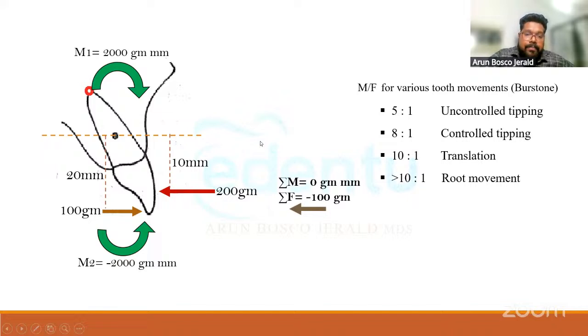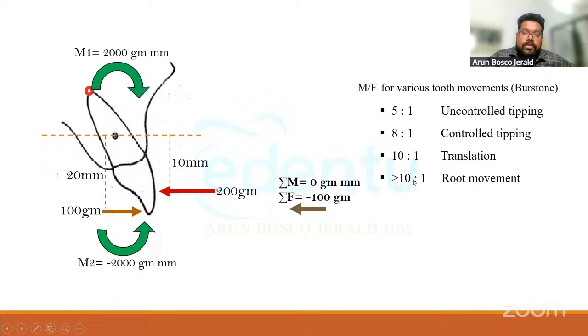Now I have a question. Suppose this distance was 12 millimeters. That means this force is applied about 12 millimeters away from the center of resistance. Then only the ratio 12:1 will give you translation motion. Okay, so this number is actually the distance between the center of resistance to the point of force application. And if the value is more than 10, that gives a root movement.